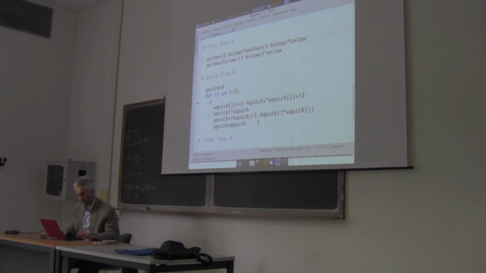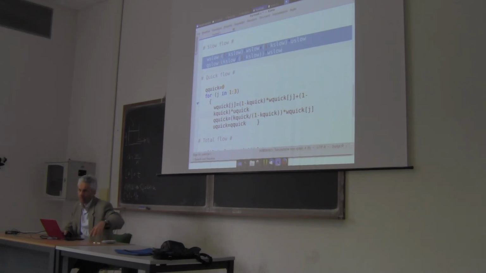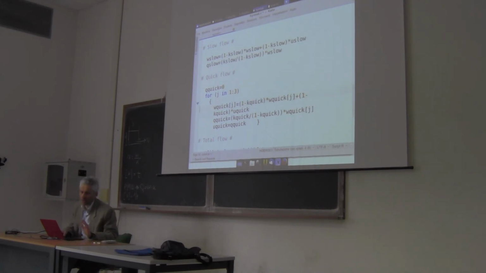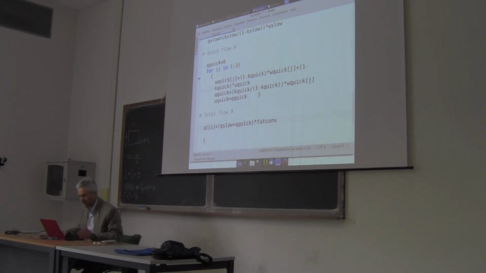For now, let's forget about it, because I would like to explain to you why they are expressed in this way, to show you that it is equivalent to simply adding the contribution and then computing the discharge. Let's forget it for now, okay? Because if we have time at the end of the lecture, we will focus on this, and possibly we can modify it. Okay, and then we have the total flow. We just sum up slow and quick. But at this time we need the conversion factor.